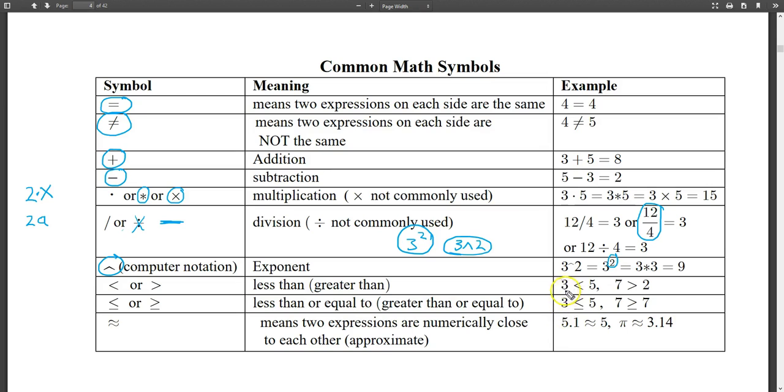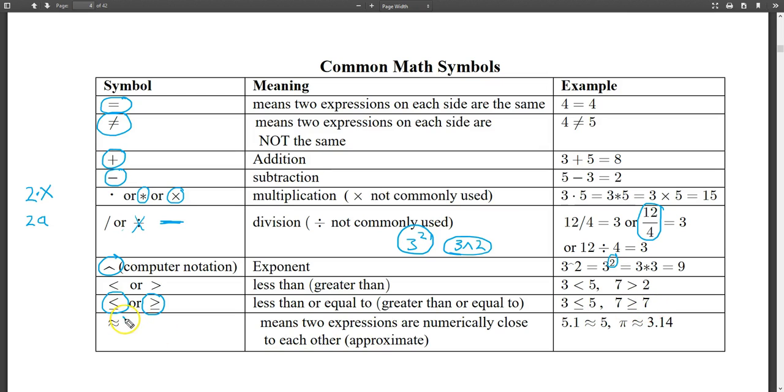We also have the less than and greater than symbols. So, for example, 3 is less than 5, 7 is greater than 2, and then we have the less than or equal to down here. You just take the less than and put a little bar underneath it, and the same for greater than or equal to. So, for example, 3 is less than or equal to 5, and 7 is greater than or equal to 7.